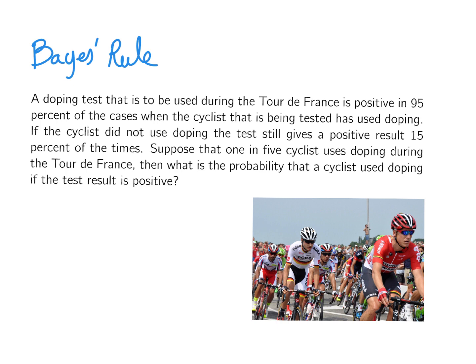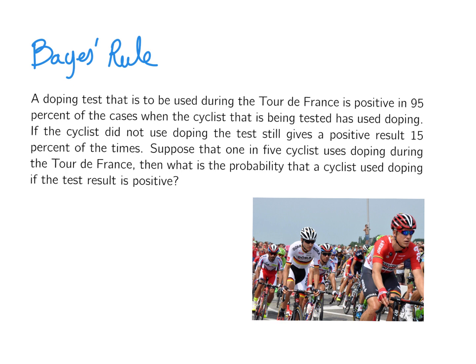Now, suppose that we know that 1 in 5 cyclists actually uses doping during the Tour de France. And just to be clear, this is a number that I completely made up. What is now the probability that the cyclist used doping if the result of the test is in fact positive? Now, this is typically an example where you will use Bayes' rule, because what you know is the probability that the test is positive if, for example, the cyclist has used doping. And what we want to know is the probability the other way around, the probability that the cyclist used doping if the test is positive.